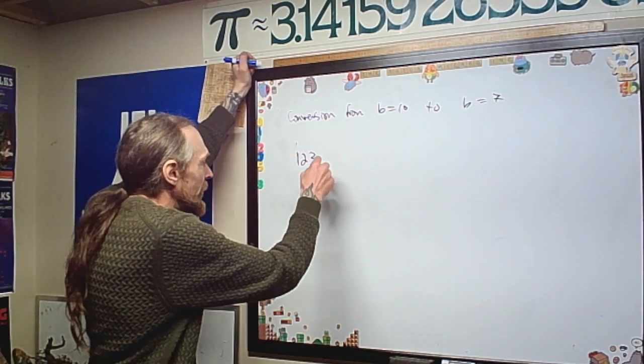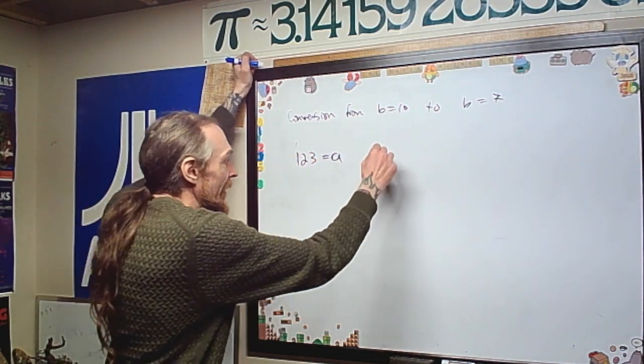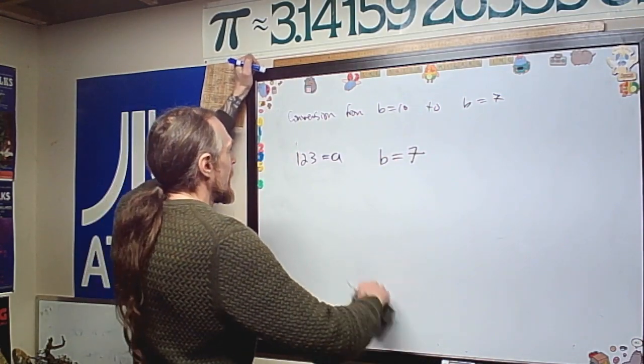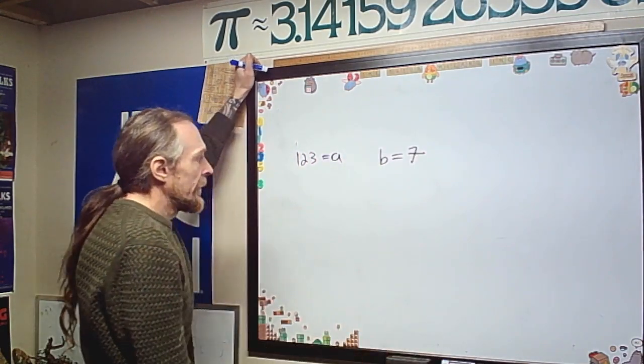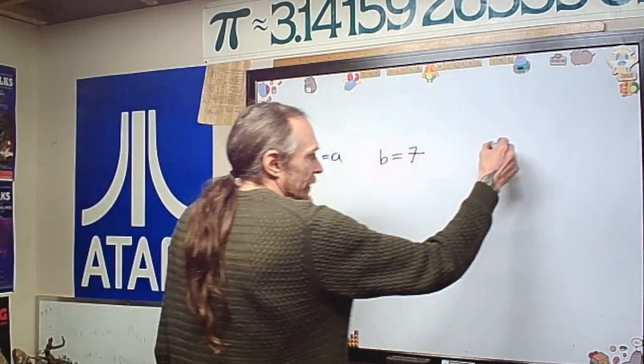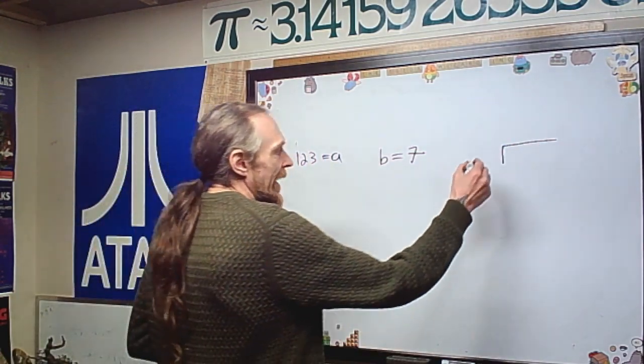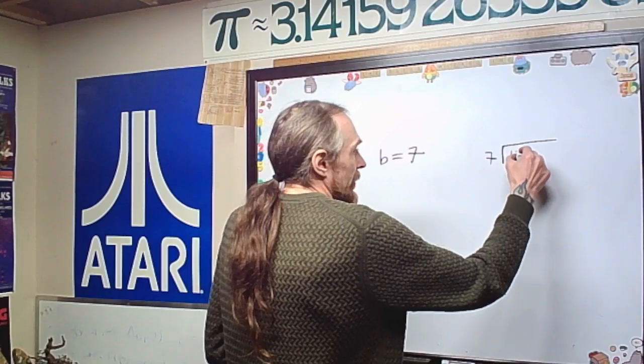So what are we going to do? We're going to use this as A and then we're going to use B, coincidentally, as 7. And then I have to divide that. I'm going to use the division algorithm. So first of all, here's the symbol that I use if I'm dividing 7 into 123.